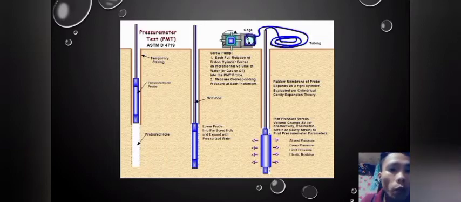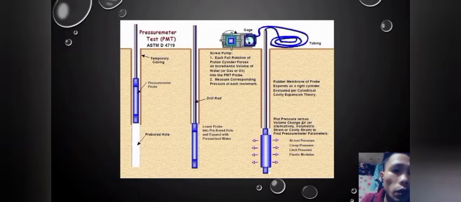So screw pump, each full rotation of this piston cylinder forces an incremental volume of water or gas or oil into the PMT probe. Measure corresponding pressure at each increment. So the screw pump brings the pressure so that the pressure meter probe can expand down below.